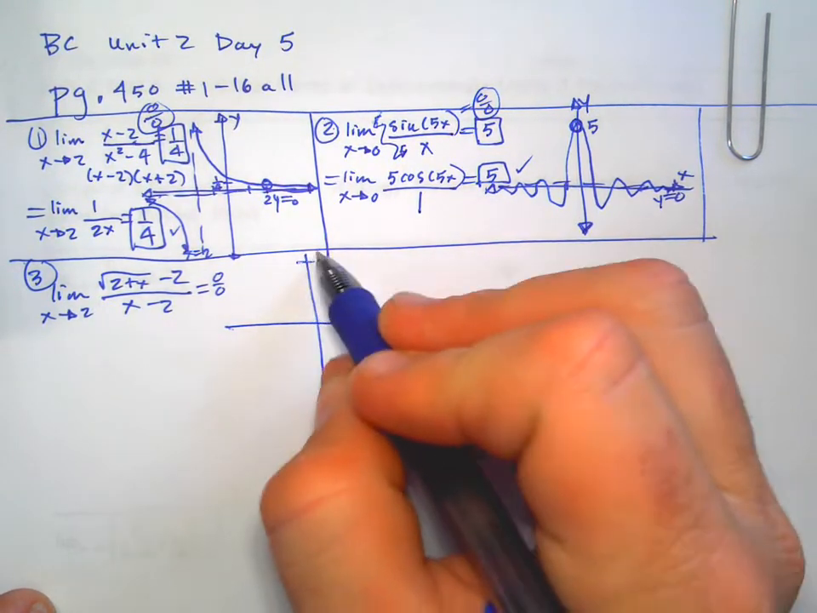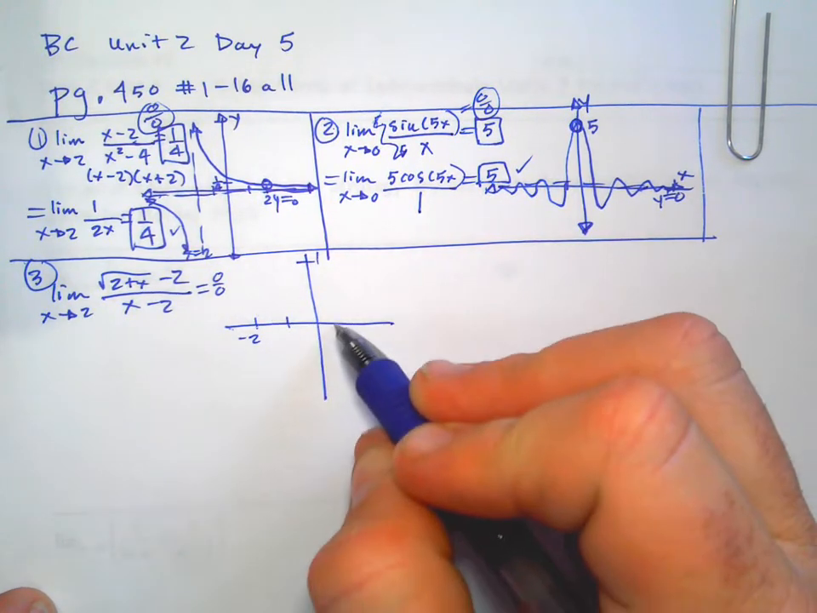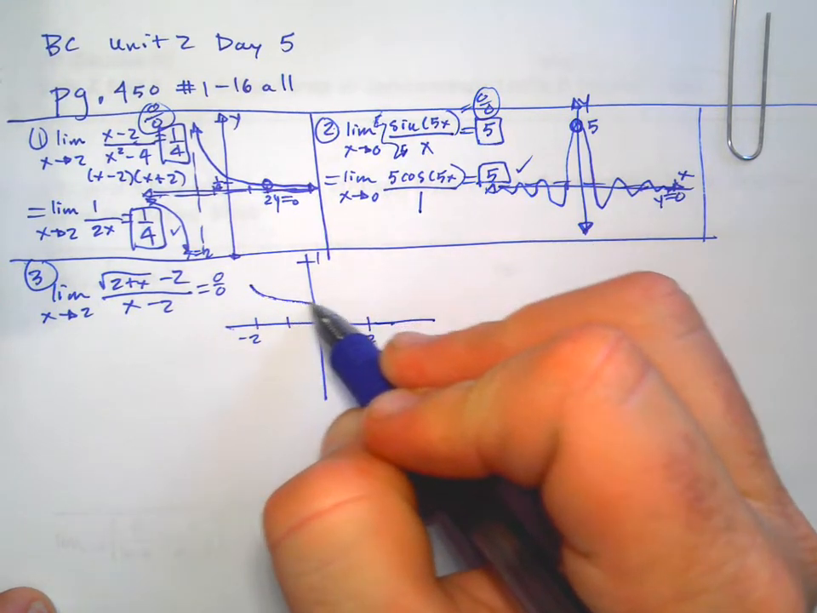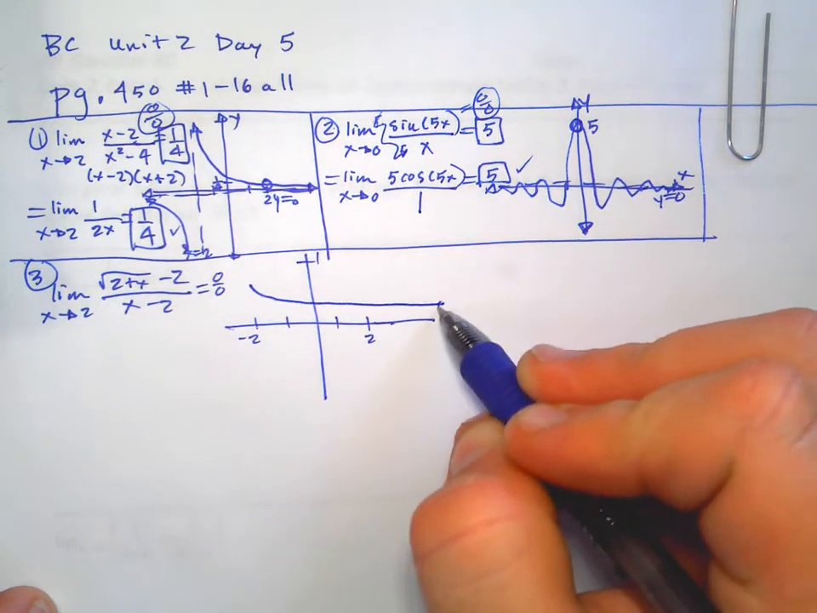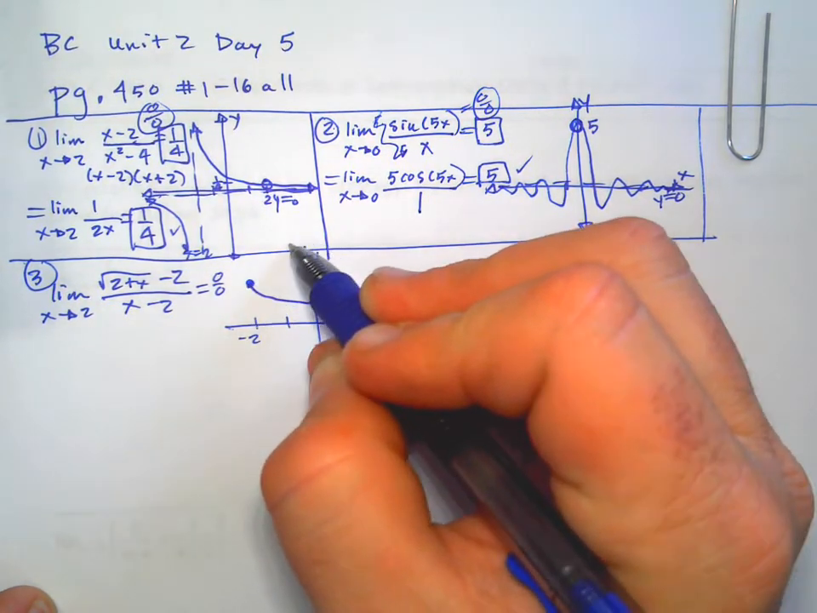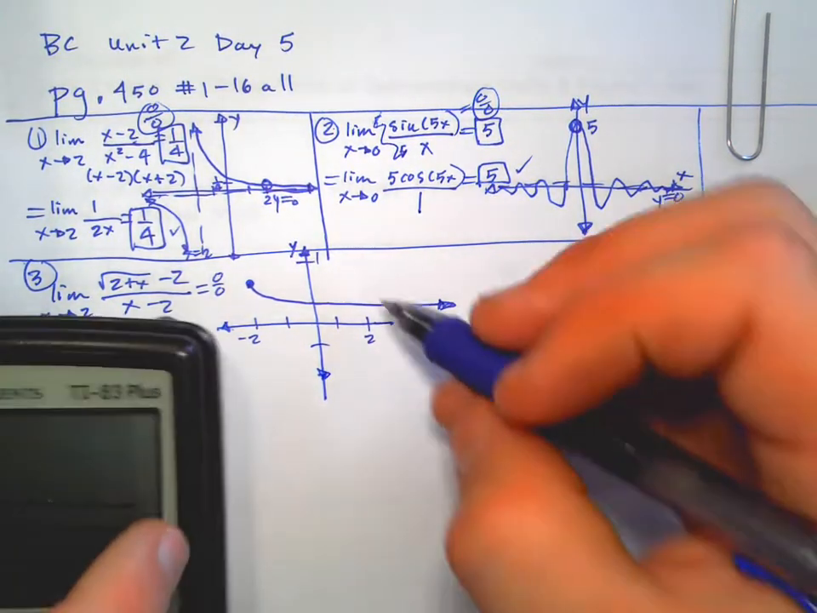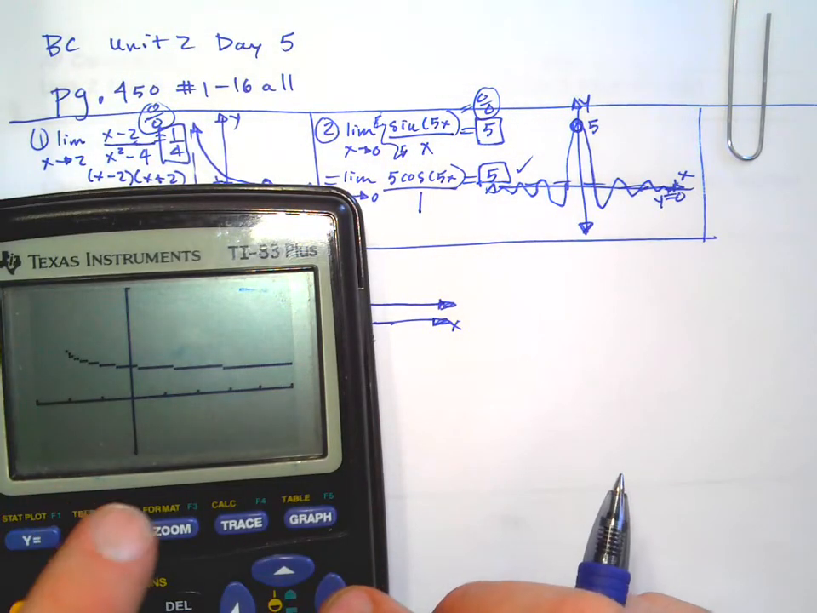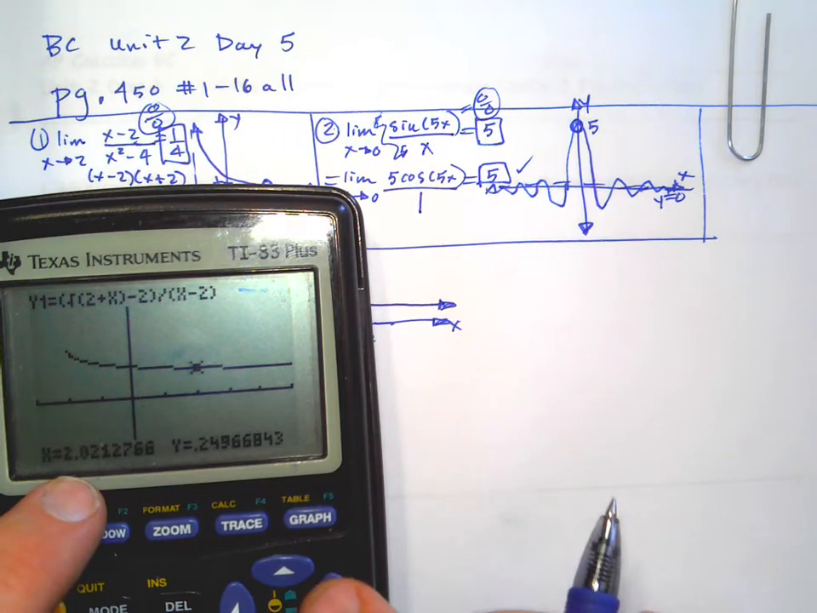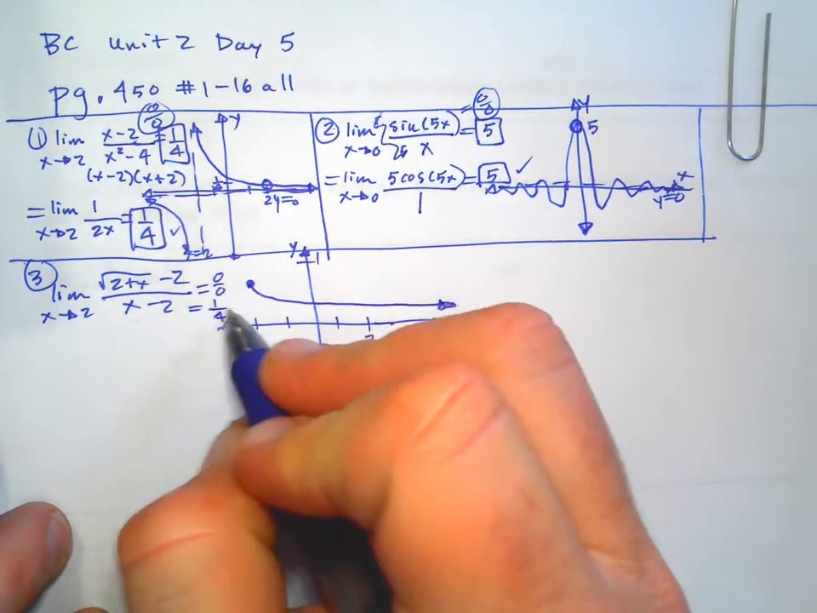So that's 1, and that's 2, and then +2. And the graph kind of looks like this. It looks like it kind of dead ends here, which some functions do because of domain issues. So if we're getting closer and closer to 2, it looks like it's going to 0.25. So I'm going to guess that it's 1/4 based off the graph.